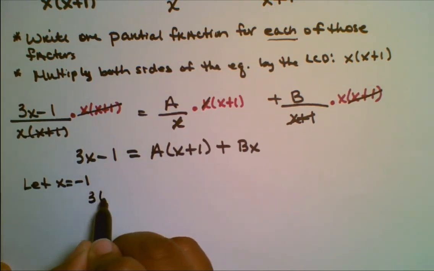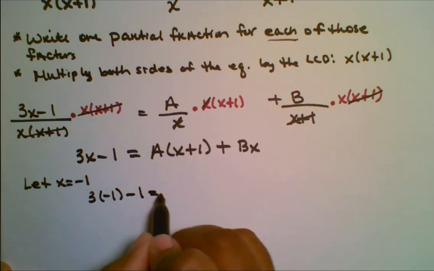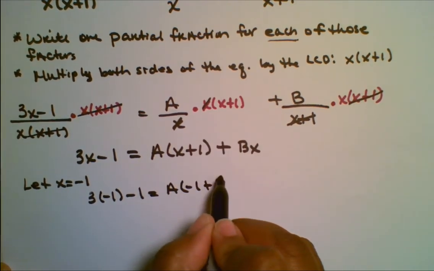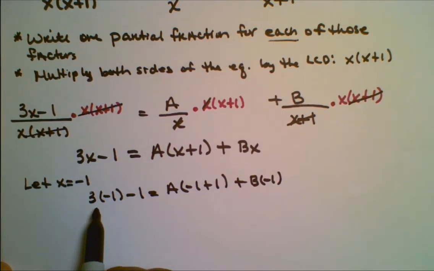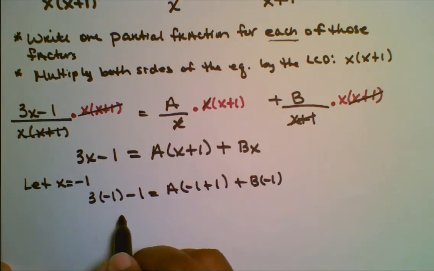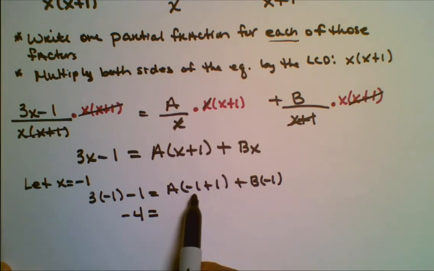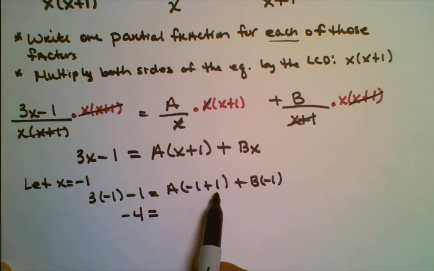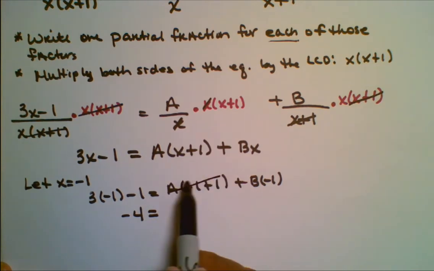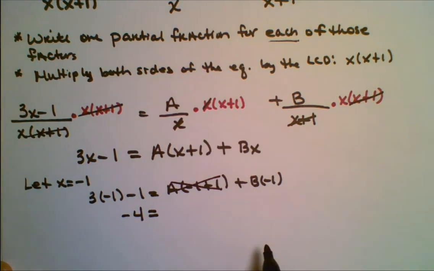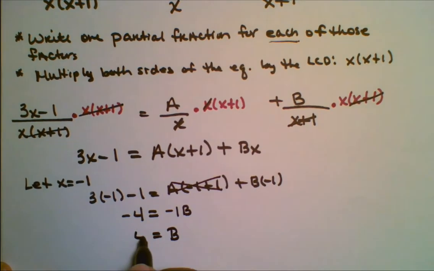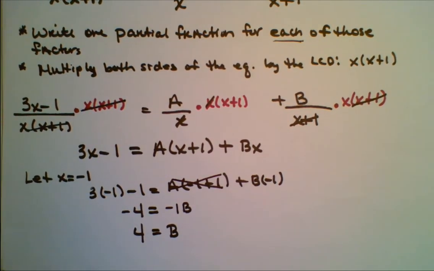We substitute negative 1 into the equation on each side. So we have 3 times negative 1 minus 1 equals a times negative 1 plus 1 plus b times negative 1. On the left hand side, 3 times negative 1 is negative 3, minus 1 is negative 4. On the right hand side, negative 1 plus 1 gives us 0, and 0 times a is 0. Then we have b times negative 1, which gives us negative b. Therefore, our answer for the coefficient of b is 4.